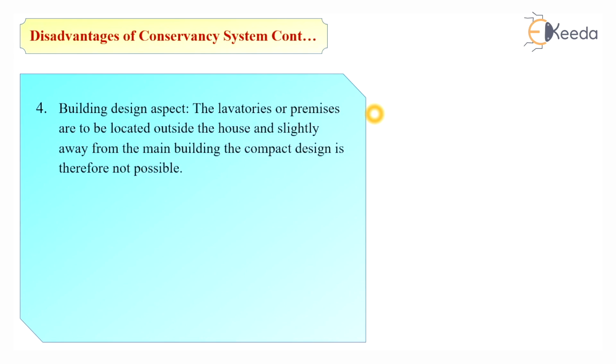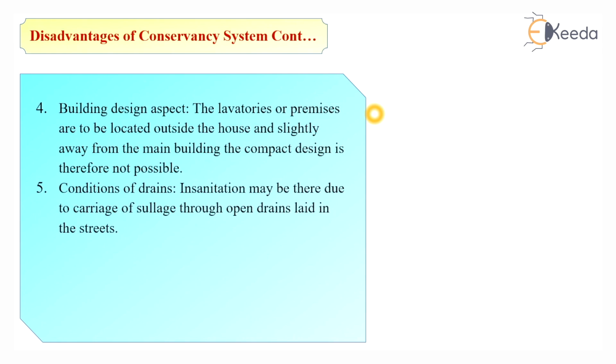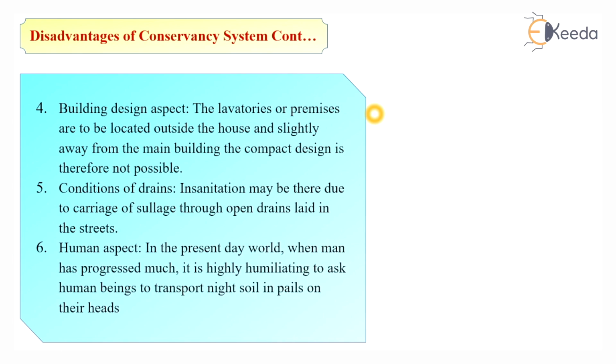Building design aspect. The lavatories or premises are to be located outside the house and slightly away from the main building, so a compact design is therefore not possible. Conditions of drains. Insanitation may be there due to the carriage of sewage through open drain laid in the street. Human aspect. In the present day world, when man has progressed much, it is highly humiliating to ask human beings to transport night soil in a pail on their heads.